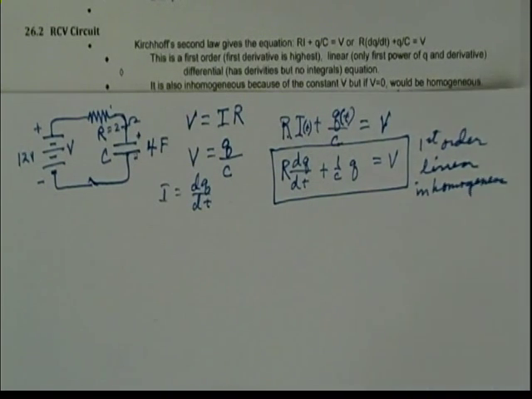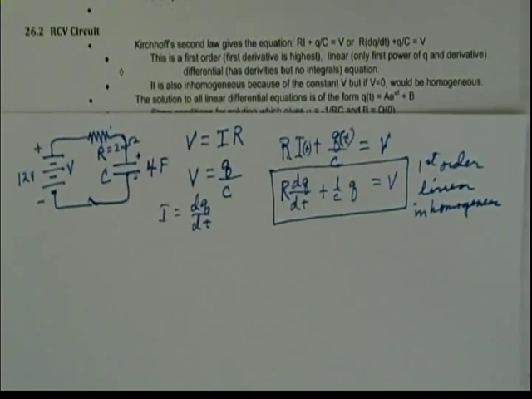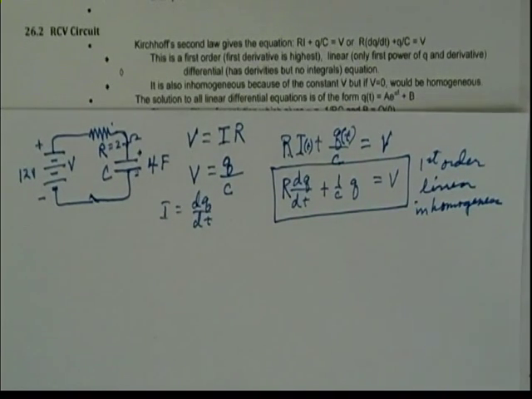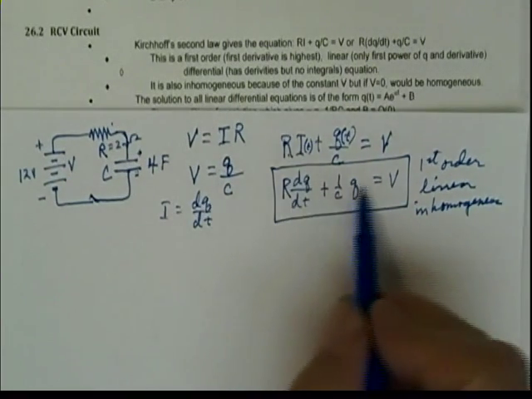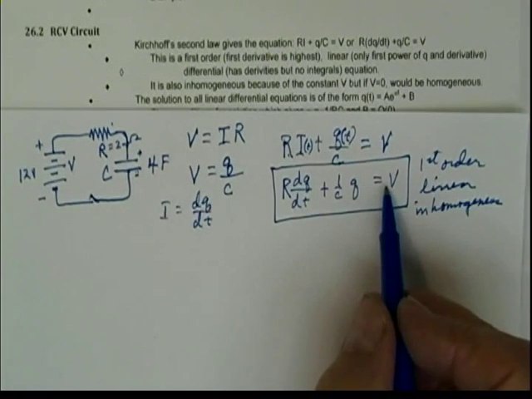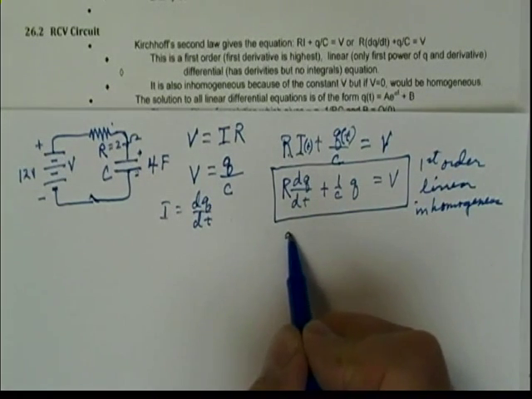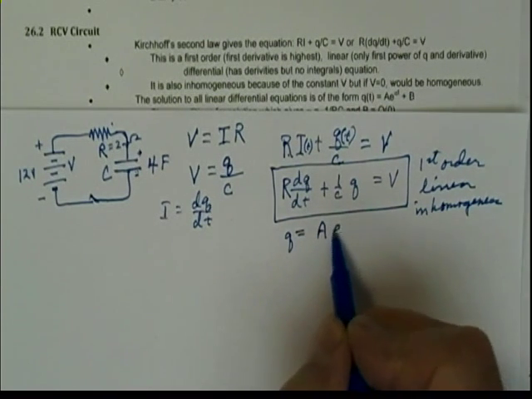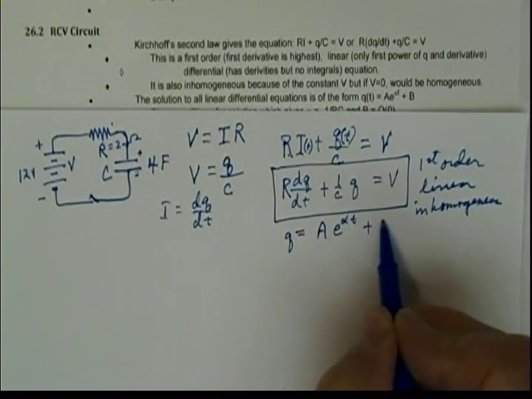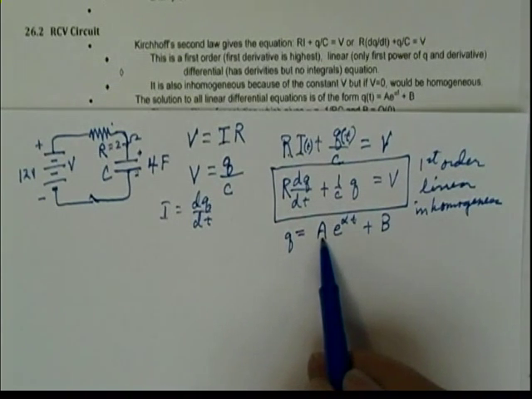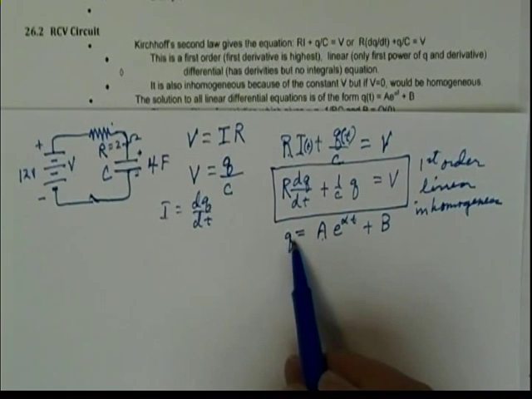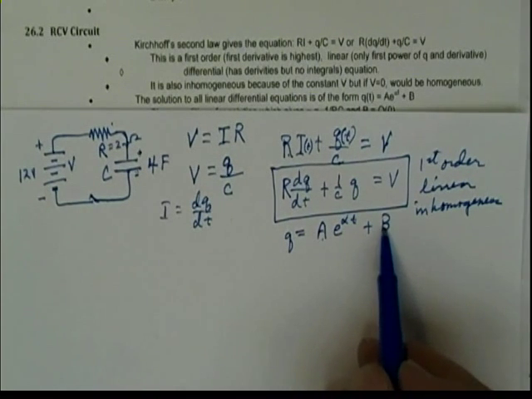You can say, well, I'm not sure how I can go about solving that. Well, it's not really hard, because I'm going to tell you what the solution is. To all of these linear differential equations like this, the solution is Q is equal to A e to the alpha t plus a constant B. A is a constant, alpha is a constant, and so all the solutions depend upon time in an exponential way.